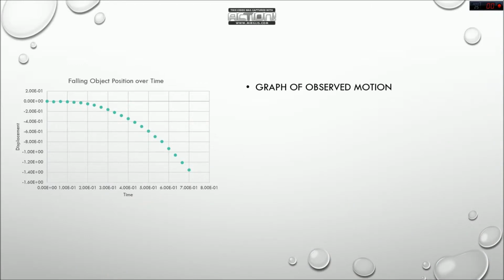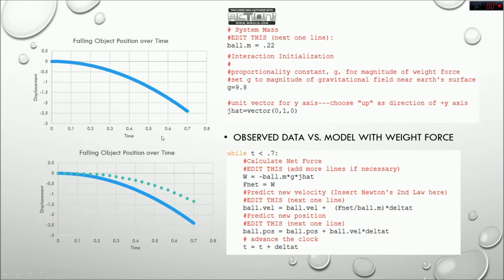We will next compare this to a model of the motion of the object when weight force is acting upon it. Here we have two graphs. This first graph is the object's motion. This second graph shows the object's motion and also a computer model for the motion of an object when acted upon by the weight force. The code used to generate this computer model is shown to the right.